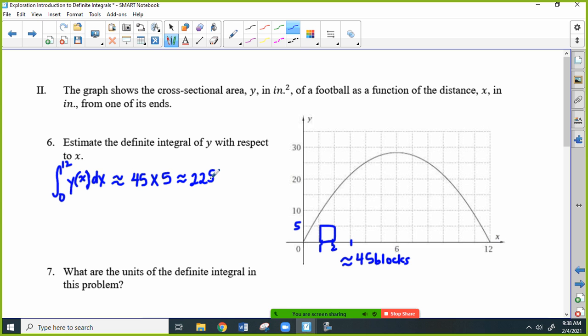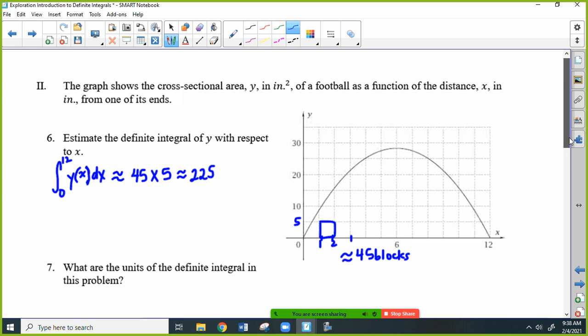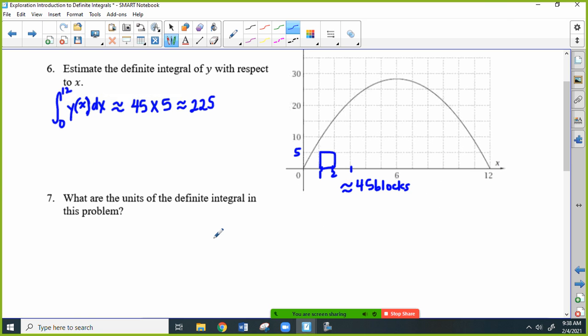So a definite integral is literally the area under the curve. Now, right now, we're just approximating that. When we go back and learn how to actually take an integral, once we know how to do it, it'll give us the exact area under the curve. Okay? Now, what would the units be? What would the units be for this definite integral? Okay?